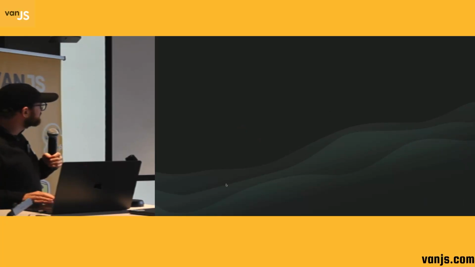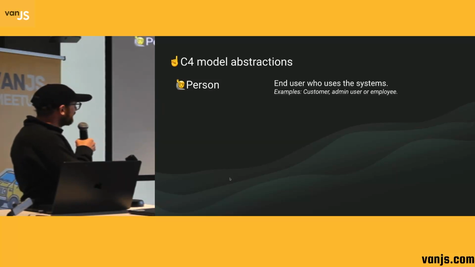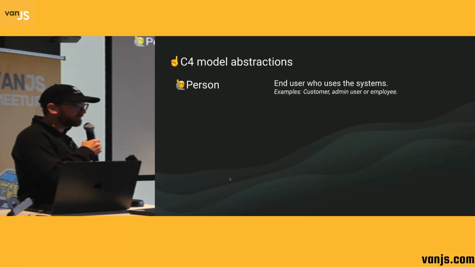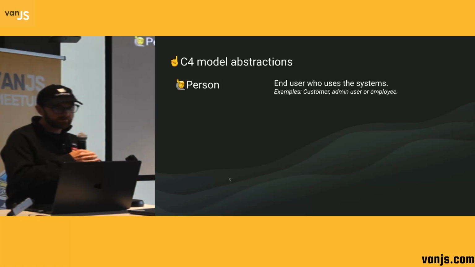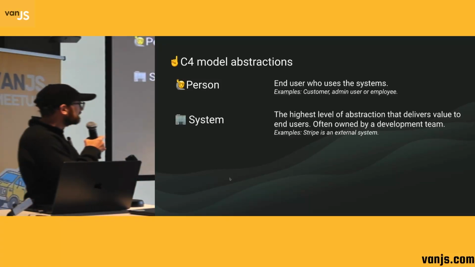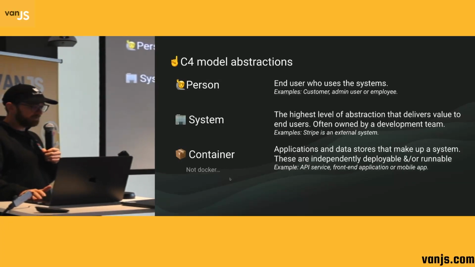So the abstractions. Well, we have people. These are the end users of our software system. They can be the internal users, they can be admin users, they can be your customers. Then we have the system itself, which is the highest abstraction. I'll get into that in a minute.